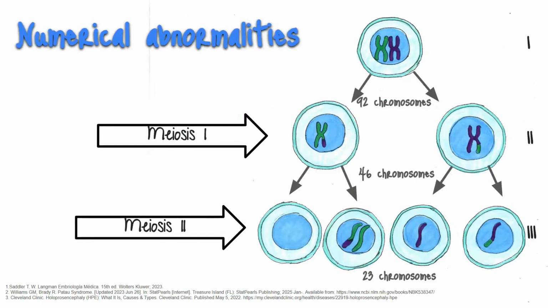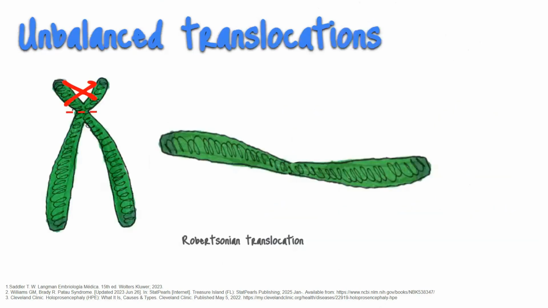This most commonly happens due to non-disjunction in meiosis. This is an example of meiosis occurring more frequently in mothers over the age of 35. It can also present as a Robertsonian translocation.